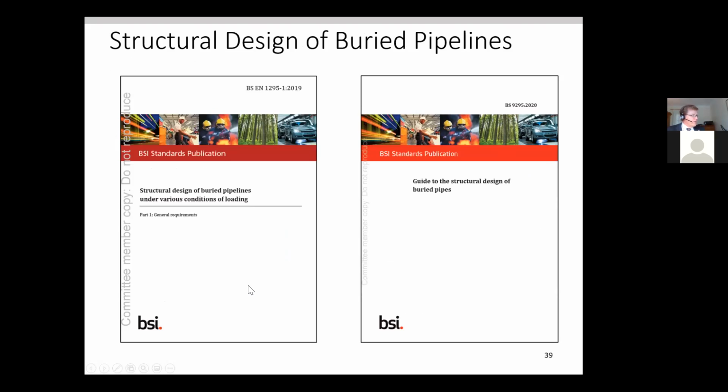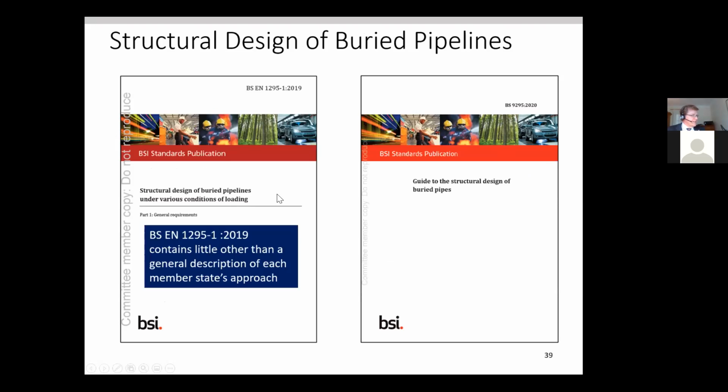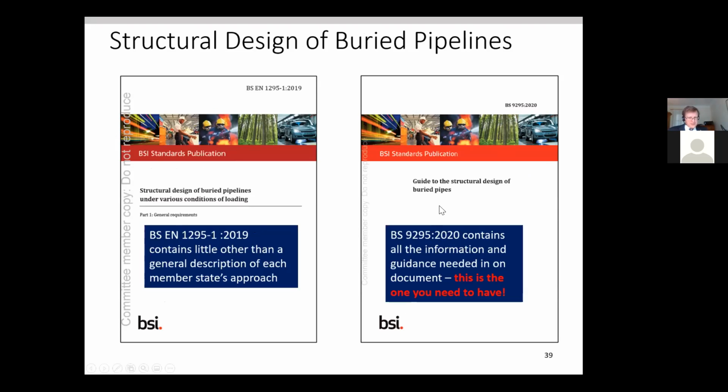What we have now is 1295 2019, which all the UK elements and detail has been taken out of. But if you're going to work in Europe, it gives you an overview of how each European nation approaches the structural design of buried pipes. However, if you're only working in the UK, everything that you need to follow the UK standard is now in BS 9295 2020. So if you purely work in the UK, this is the one that you need to buy.